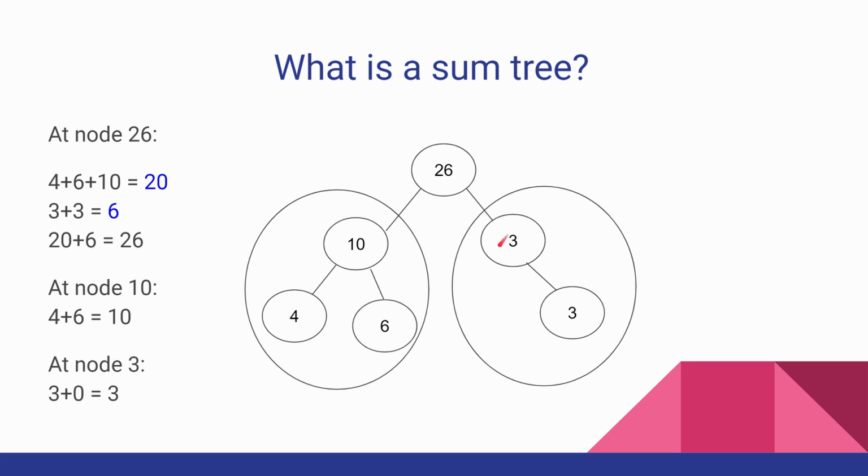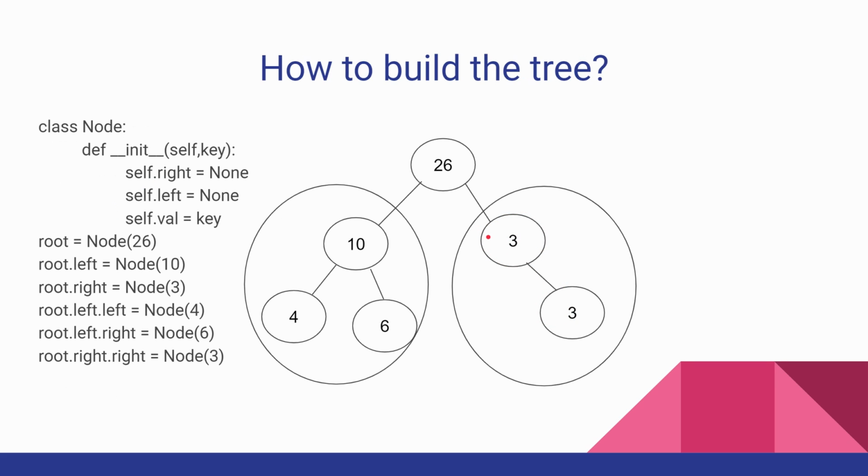And at 3, its left branch is 0 because it's none, and its right branch is 3. So 3 plus 0 is 3. So I know 3 is also a sum tree.